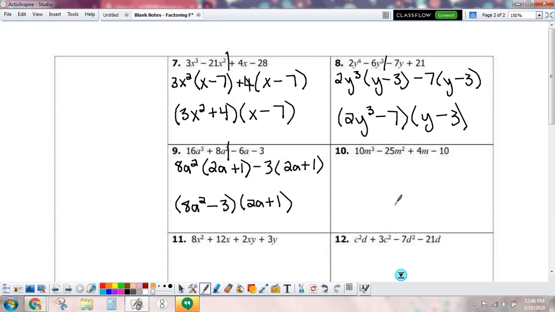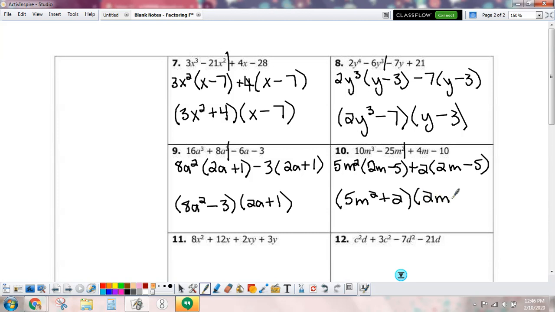Pause and try 10. For 10, your common factor should be 5m squared. Then you're left with 2m minus 5. And then on this side, your common factor is 2. 2m minus 5. All right, so then you're left with 5m squared plus 2. And then 2m minus 5.